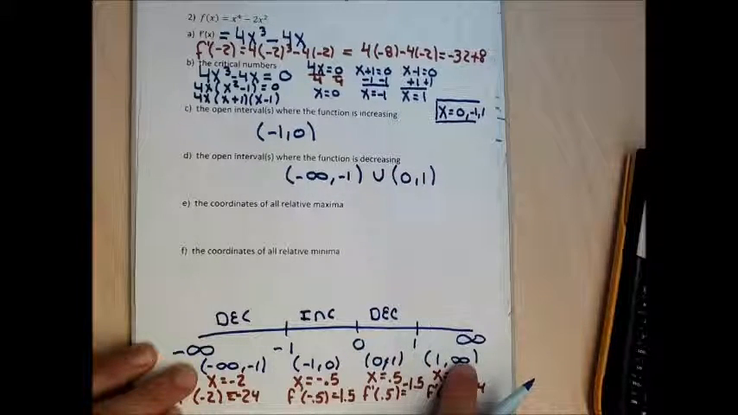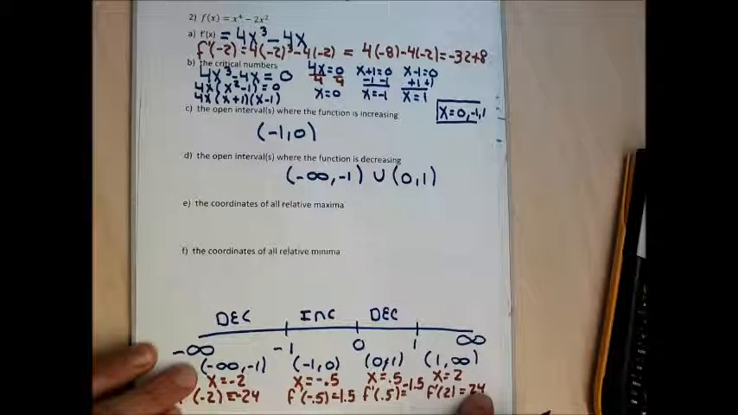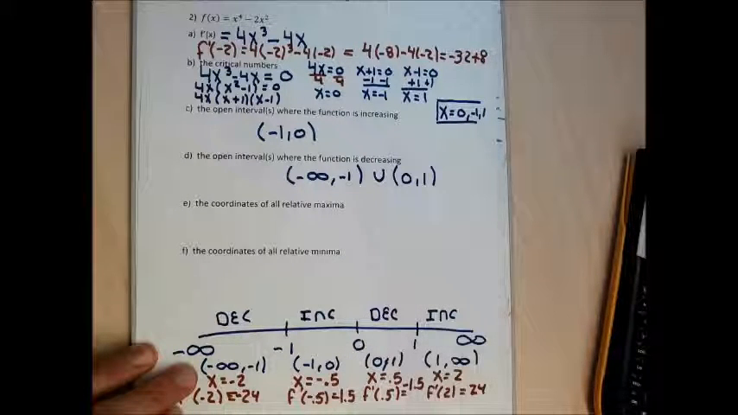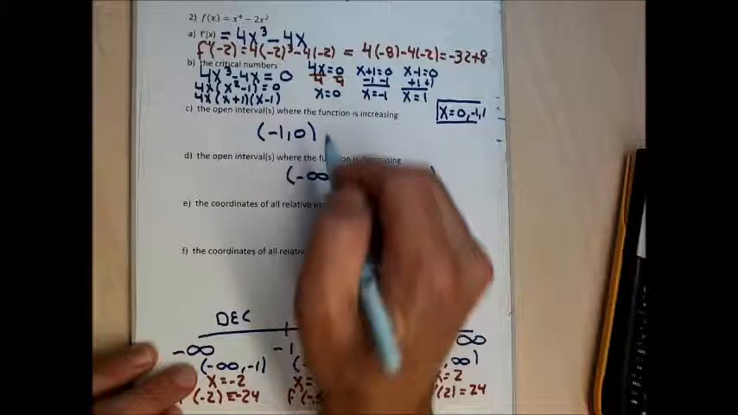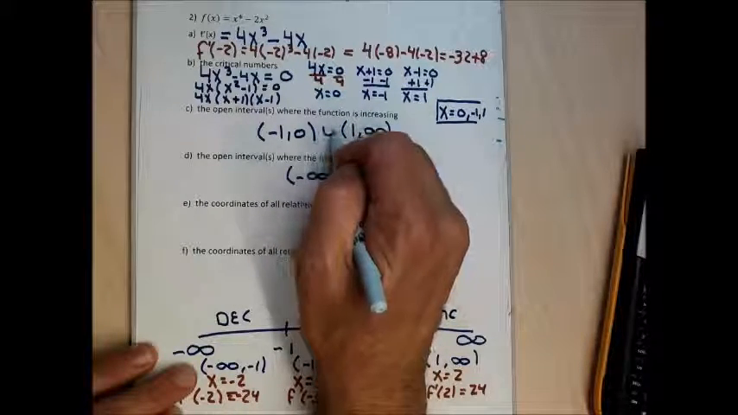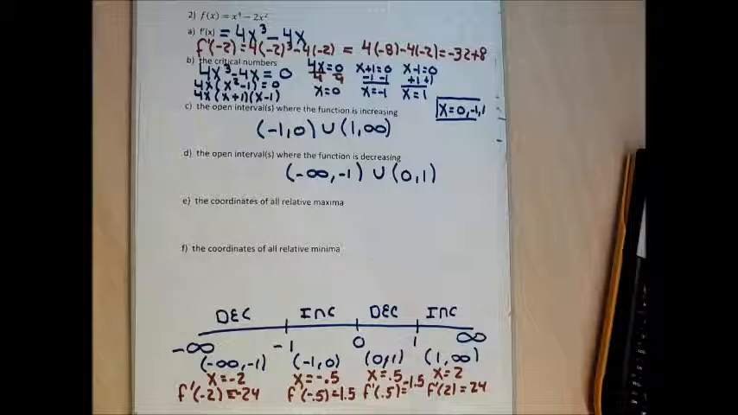And then the fourth interval from 1 to infinity, I got a +24. And when you get a positive, you get an increasing interval. And I'm going to put that increasing interval in my answer to part C, separate these with a union. So now I'm done with C and D, and I need to work on F and E.